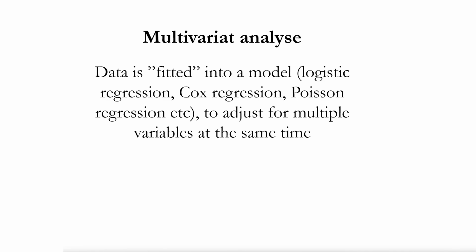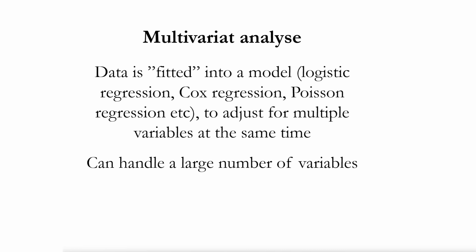Then we have multivariate analysis, which is probably the more prevalent approach to confounder adjustment. Here, data is fitted into a model. It could be a logistic regression, Cox regression, Poisson regression, whatever have you, to adjust for multiple variables at the same time. This can handle a very large number of variables, which is of course not quite possible, for instance, when you perform stratified analysis.